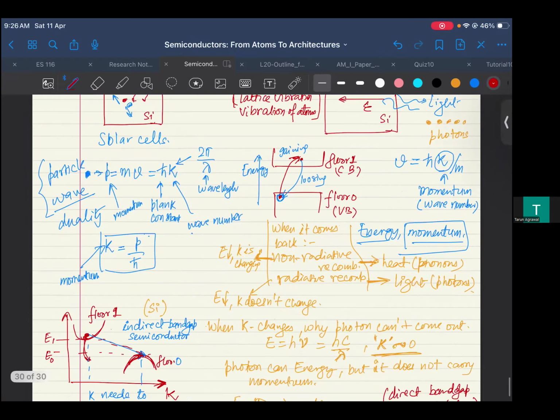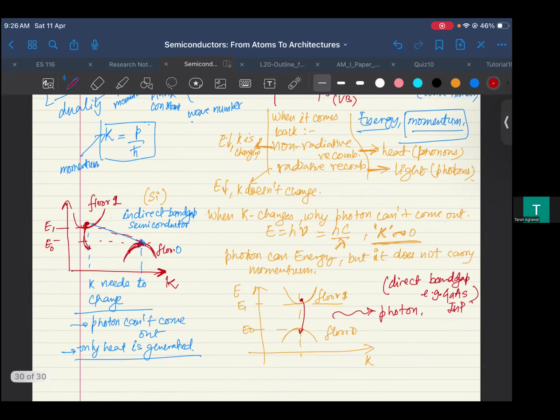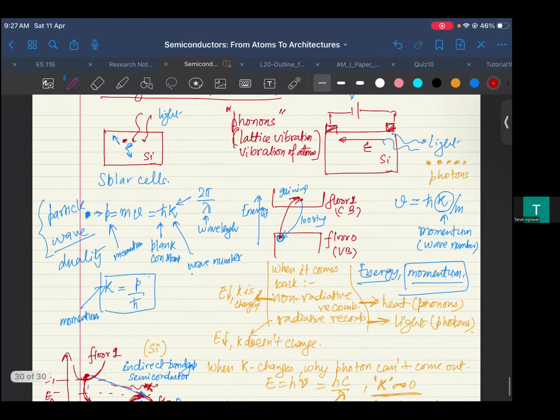So that means the light cannot come out of silicon. That is the answer. Because it has an indirect band gap, it has to change the momentum when the electron comes back to the floor 0, because this is the energy which is going out somewhere. So this cannot come out as light, the photon, because the momentum is changing. Here the momentum is not changing, that's why there is a possibility of light or photon coming out. That is the basic idea of what I tried to explain today, the indirect and direct band gap application.